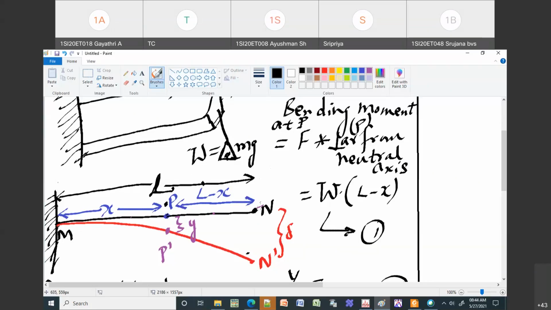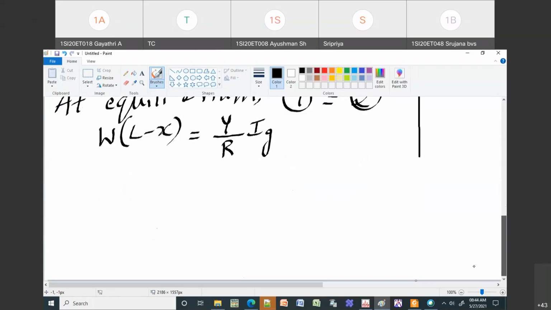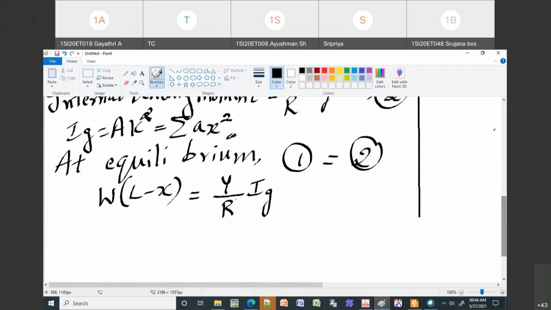We have to always take the one which is free end. So that is the reason we are taking it as L minus X. I guess that will answer your question. So at equilibrium, the external bending moment is equal to the internal bending moment.